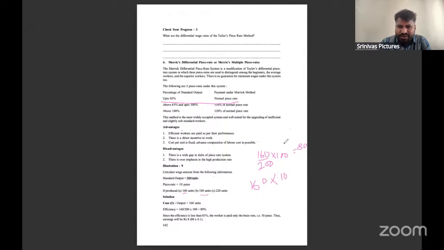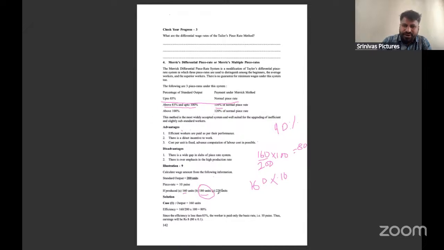180 units means it is going to be covered under above 83% and below 100%. 160 is 80%, 180 means what? When 20 increases, it is automatically below standard. Standard is equal to how much? 200 is equal to standard. Here it is only 180, which means 90% is covered. 90% means what? From the second point, whatever rate is there, 10 paise, 110% of normal piece rate system we are going to give.